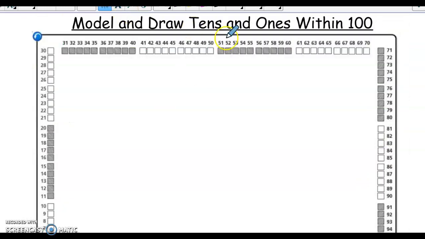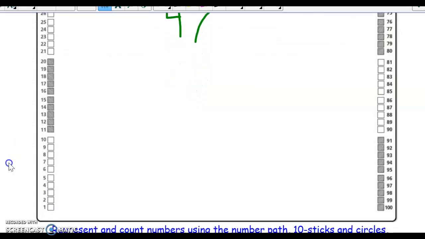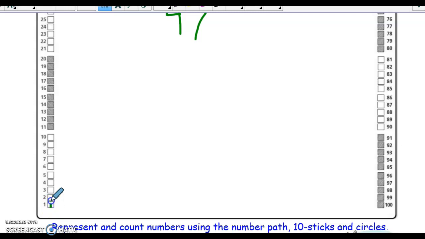So the number I'm going to give you is 47. I want you to write that on your board. 47. Okay? Now, we're going to go to our number path here and mark all the way to 47. Okay? So go ahead and count with me.